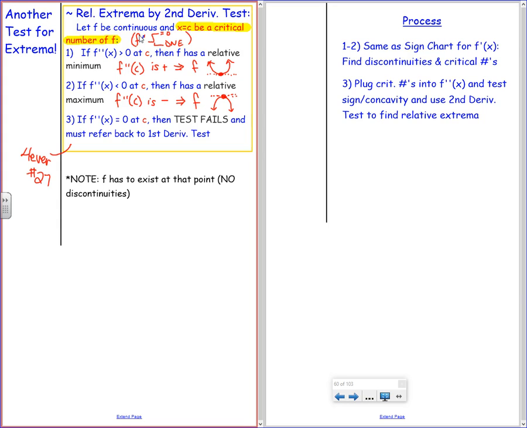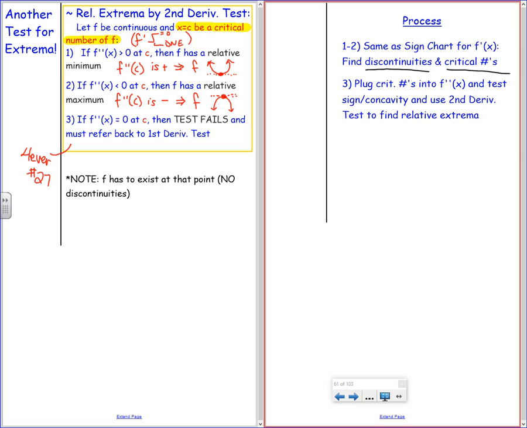We don't know. The graph has to have concavity in order for us to know from the second derivative whether a critical number is a relative min or a relative max. But the long story short is, you still find the discontinuities and the critical numbers, but you don't do a sign chart. You plug into f double prime and you test the concavity.